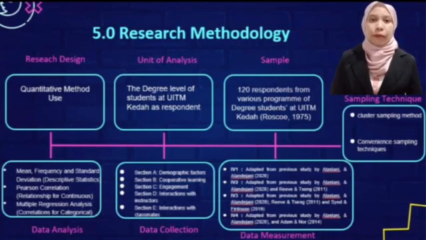On the sample, according to Roscoe 1975, the sample needs to be more than 30 respondents and not less than 500 respondents. Hence, in this study, only 120 respondents were chosen.